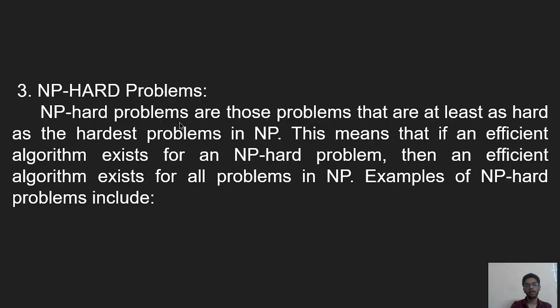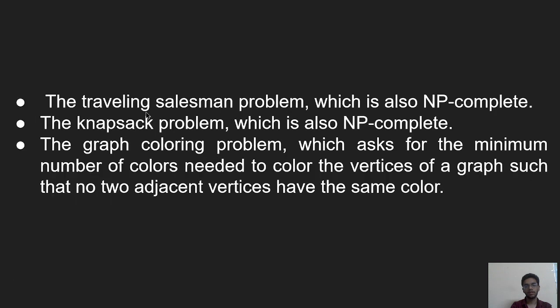Now what are NP-hard problems? NP-hard problems are those problems that are at least as hard as the hardest problems in NP. This means that if an efficient algorithm exists for an NP-hard problem, then an efficient algorithm exists for all problems in NP. So NP-hard problems are the hardest problems in NP, and if an algorithm exists for any NP-hard problem, then an algorithm will exist for all problems in NP. Examples are the traveling salesman problem, which is also called NP-complete, and the knapsack problem, which is also NP-complete. NP-complete means both NP-hard and NP.